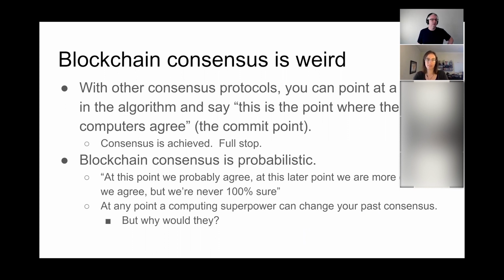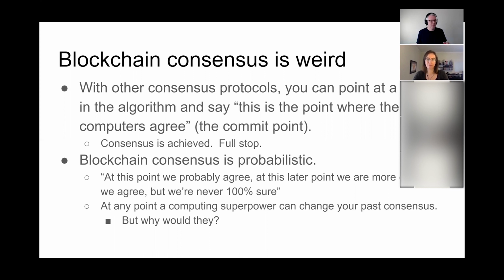Blockchain, on the other hand, with this consensus, is you get to a point where you say, at this point, we probably agree. And at this later point, we're probably more sure that we agree, but we're never going to be 100% sure, but it should be good enough for your bank account balance, right? And so if a computing superpower happens to zoom in and totally mess with your blockchain, well, the whole system could be hosed and it might change your bank account balance, but why would they? So yeah, we're all good, right?